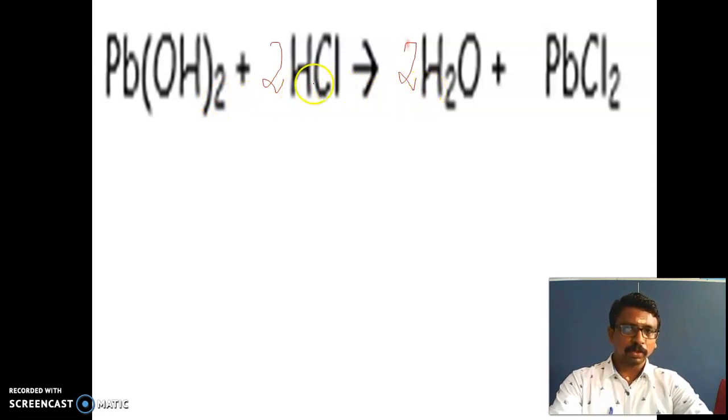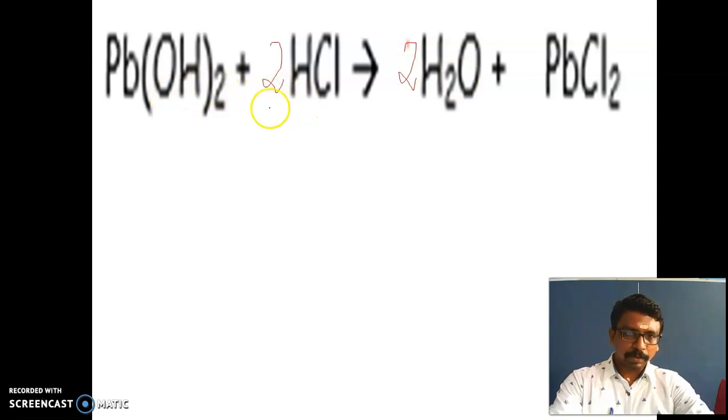And next we can see the chloride. So here also the chloride contains 2 number of atoms. In product also the PbCl2 molecule, so in that the chloride contains 2 number of atoms. Lead, here also 1, here also 1. Oxygen, here it will be 2, and here also it will be 2.